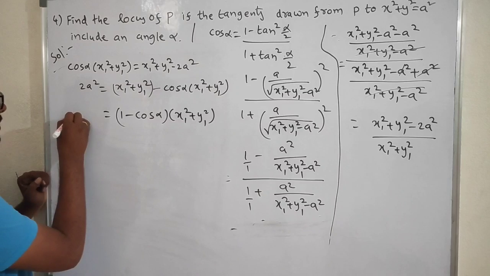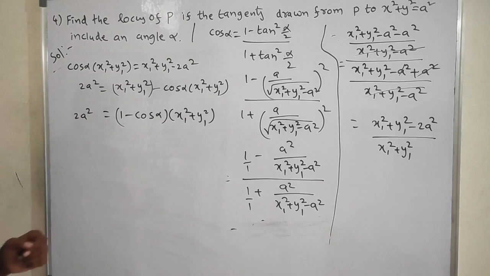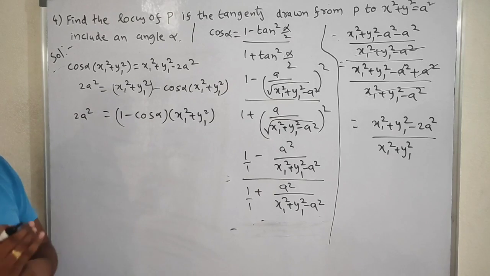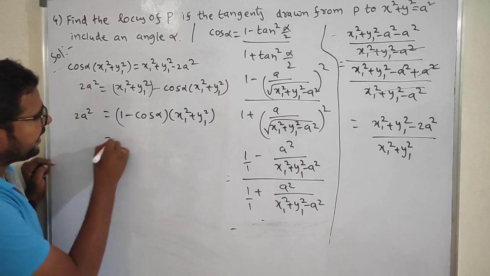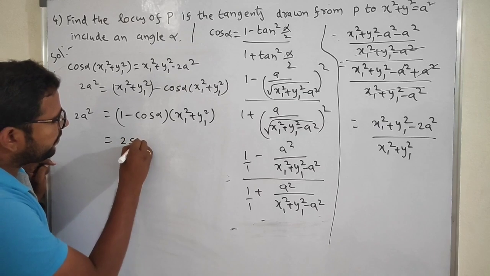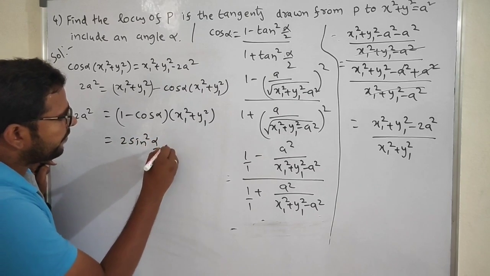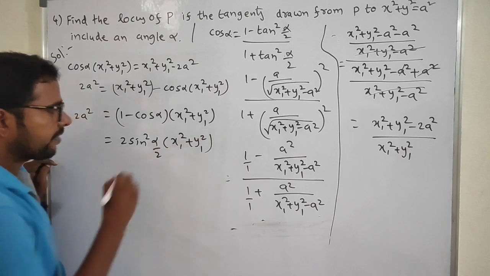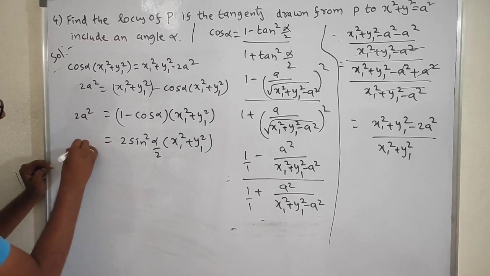సో 2a స్క్వేర్ is equals to we have one formula, 1 minus cos 2 theta is equals to 2 sin square theta by 2. So we can write this as 2 sin square alpha by 2 into x1 square plus y1 square. So LHS into 2a square.